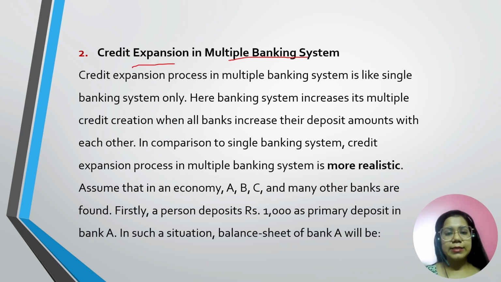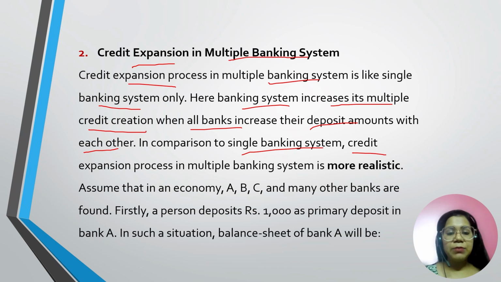So credit process in multiple banking system is like the single banking system only, but here the banking system increases its multiple credit creation when all banks increase their deposit amounts with each other. So in comparison to the single banking system, credit expansion process in the multiple banking system is more realistic. Why is it more realistic? Because even now we can see that there are many banks and not just a single bank. So there are many banks in reality too, and that is why this case is more realistic.